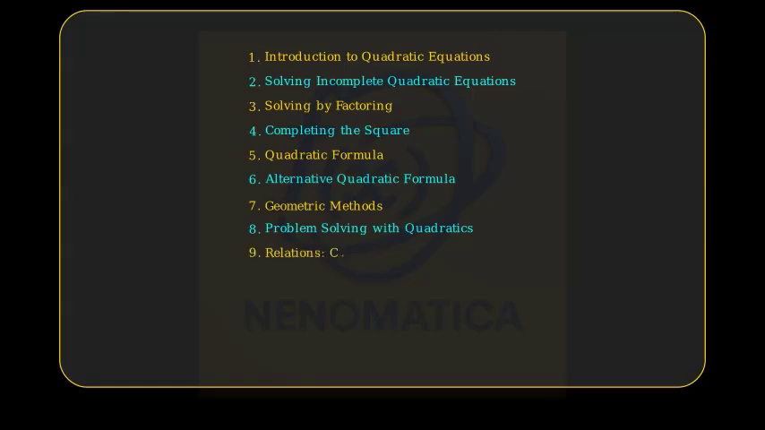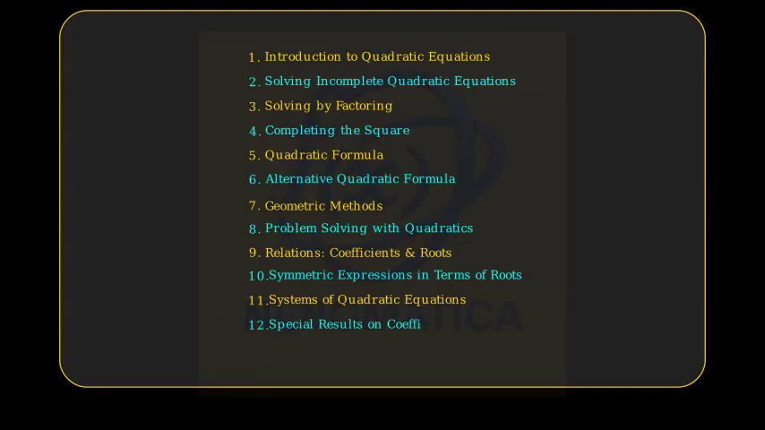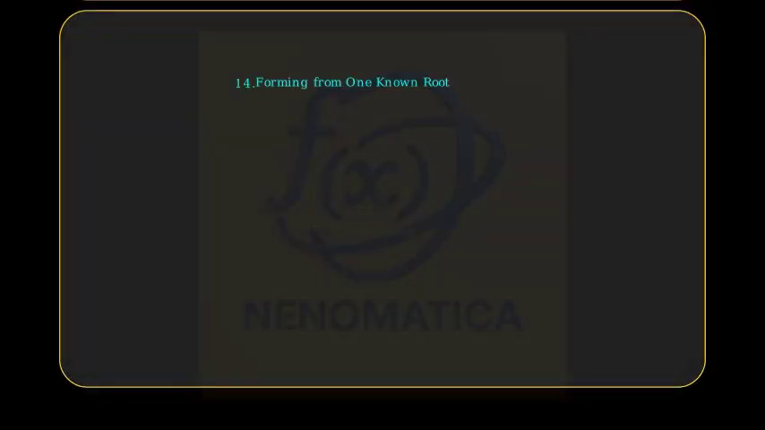We explore the important relationships between coefficients and roots, followed by symmetric expressions in terms of the roots. In more advanced topics, we tackle systems of quadratic equations, special results related to coefficients, and how to form a quadratic equation when you know both roots. Moving forward, we learn how to form a quadratic equation when only one root is known, and determining two numbers from their sum and product, a key skill in factoring.